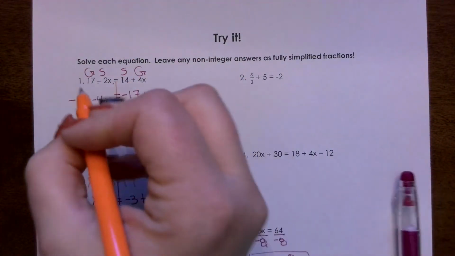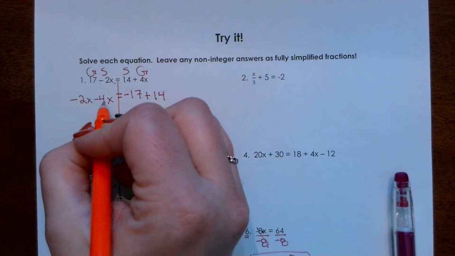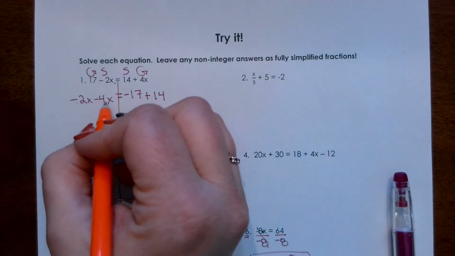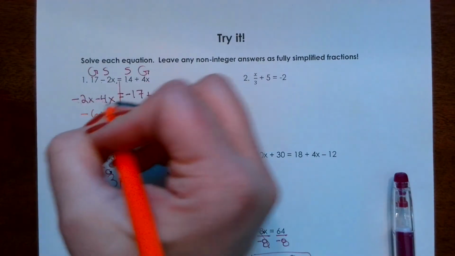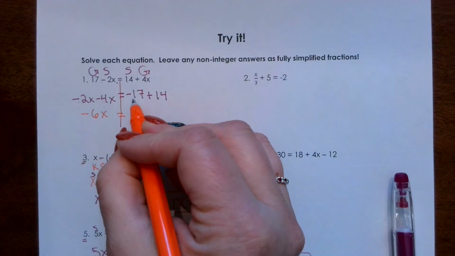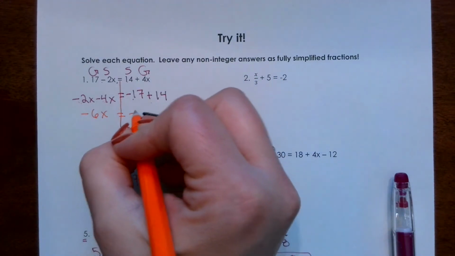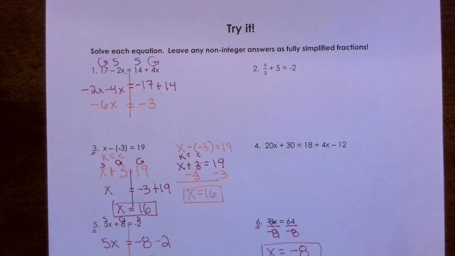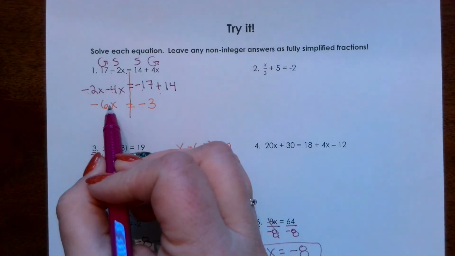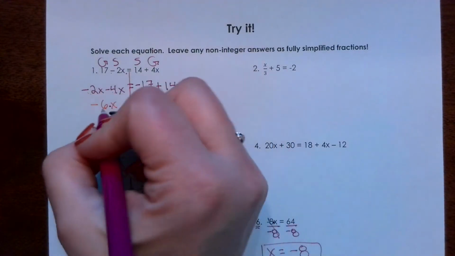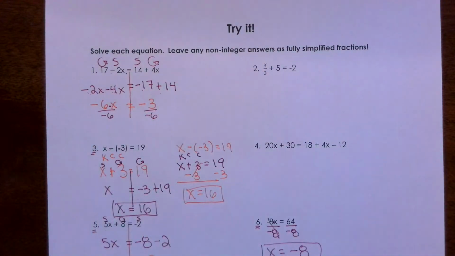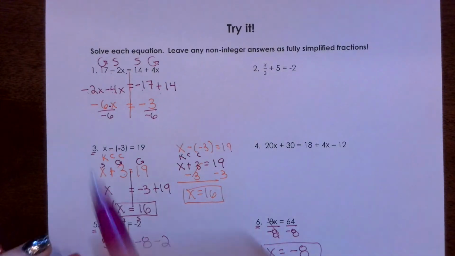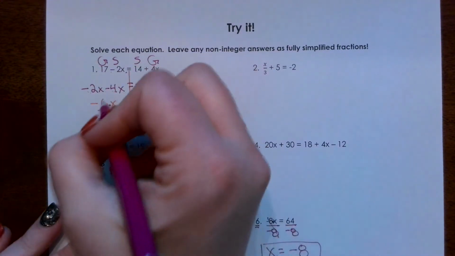Alrighty, I'm going to combine my like terms. I have negative 2x minus 4x. Negative 2 minus 4 is negative 6. Negative 17 plus 14 is negative 3. Now I've got negative 6 times x. My inverse operation to times is not negative 6. My inverse operation to multiplication is division. I'm dividing both sides by the number with the variable.